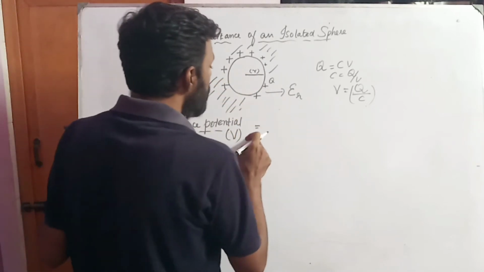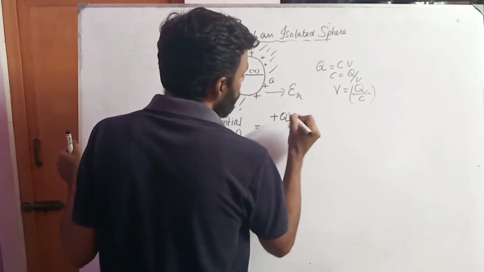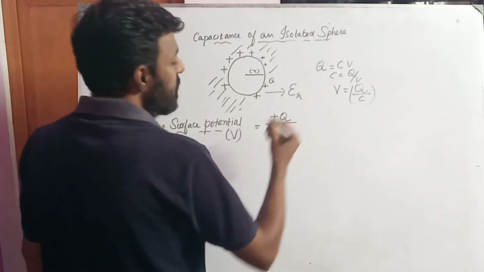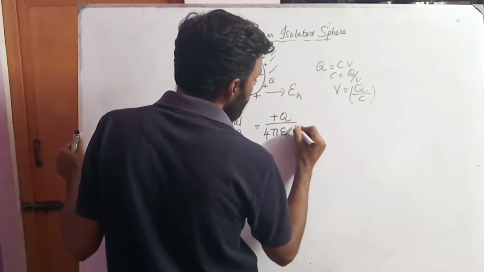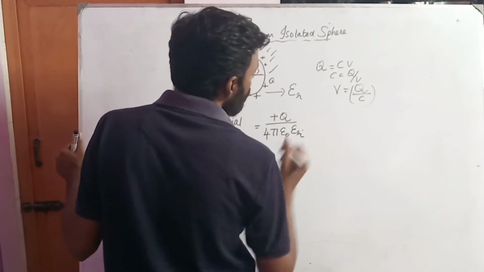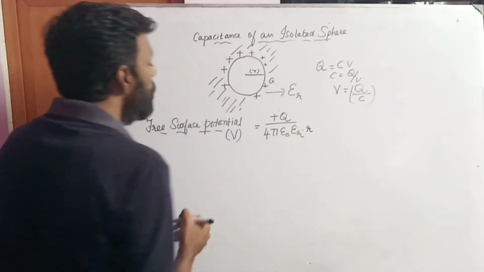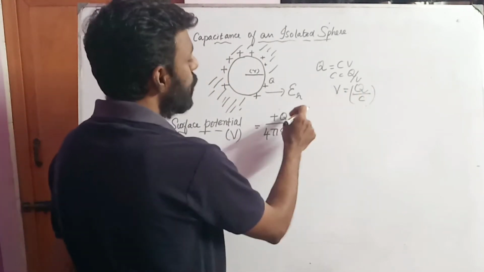So what we need to do is, this is equal to plus Q divided by the capacitance value. The capacitance value is 4 pi into epsilon naught into epsilon r into the radius. What is the radius? Radius is r. So this is the value of free surface potential V. So V equal to Q divided by C.